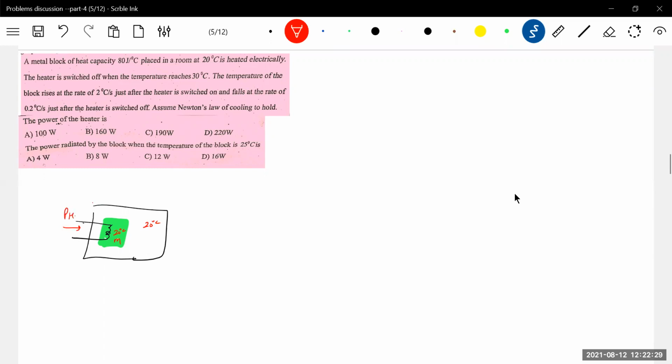Heater will supply power, and there's a room. Okay, now we'll start with this one, the same method. Initially, the block will receive heat from the heater as well as from the room. At the same time, it will emit. So the moment you switch on, power absorbed is equal to power emitted.